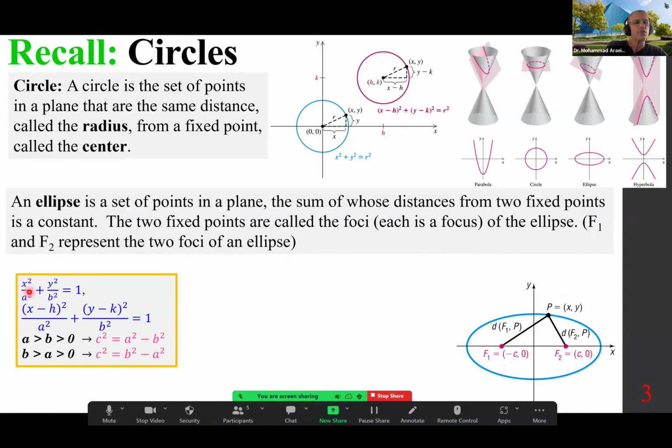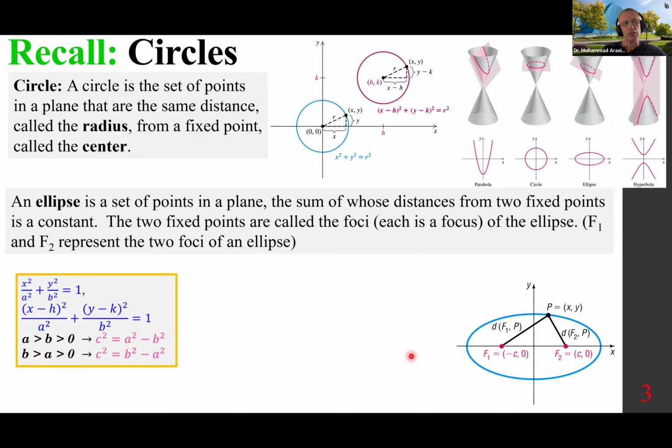The equations are as follows: x squared over a squared plus y squared over b squared equals 1. X minus h squared over a squared plus y minus k squared over b squared equals 1. If a is larger than b, then c squared is a squared minus b squared, and if b is larger than a, c squared is b squared minus a squared. In other words, if it's elongated along the x-axis, a is larger than b. If it's elongated along the y-axis, b is larger than a. a, b, c follow the Pythagorean theorem, and it depends on whether a is larger or b is larger.